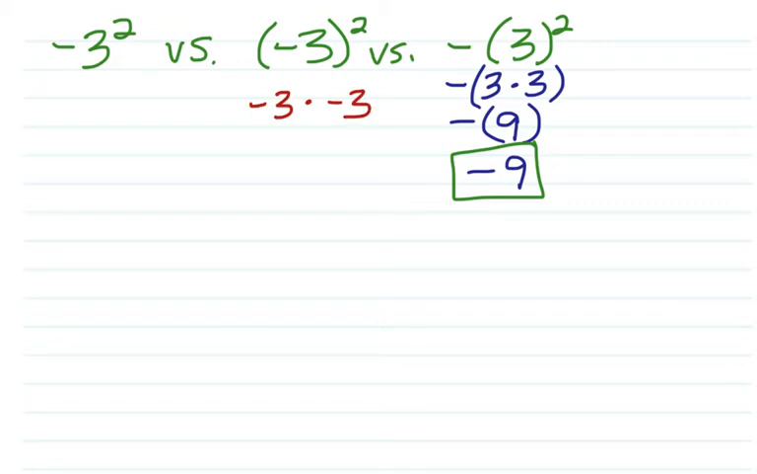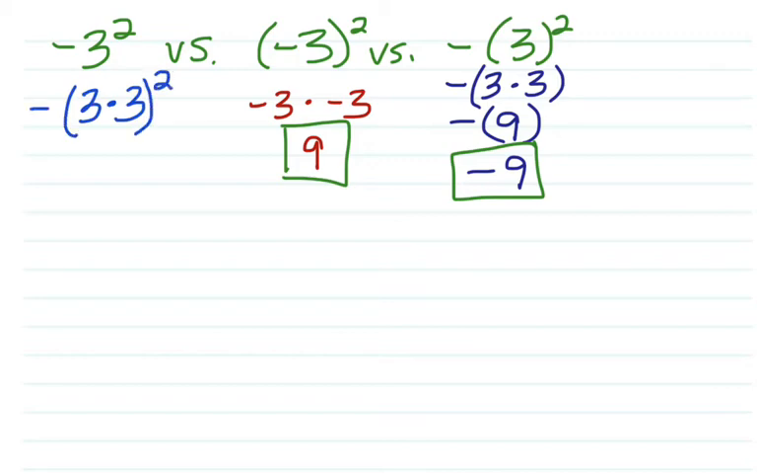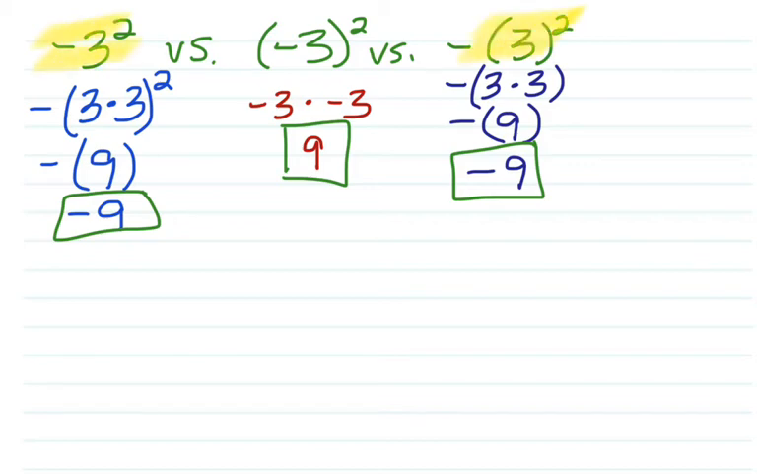This one, inside the parentheses, we have a negative 3, so we're going to square what's inside the parentheses. We have negative 3 times negative 3. We get a positive 9. This time, that exponent's just sitting on the shoulder of the 3. The negative is going to get applied afterwards. So it's like the last one. These two are alike. This one is different.